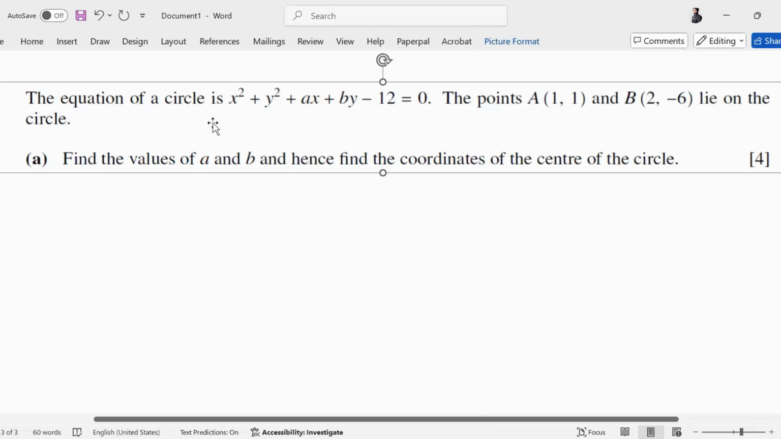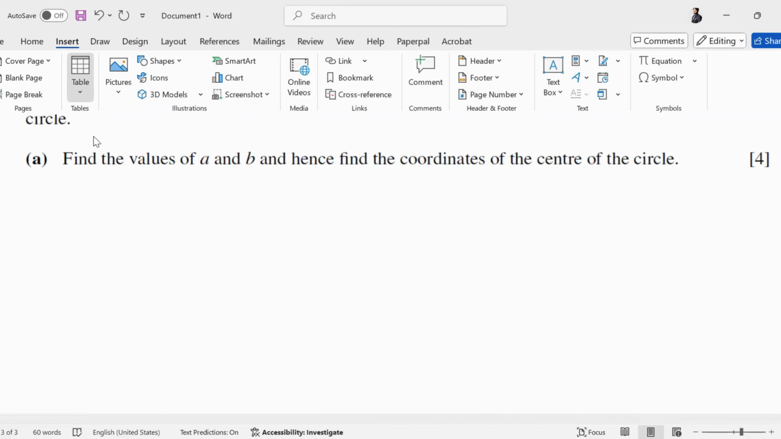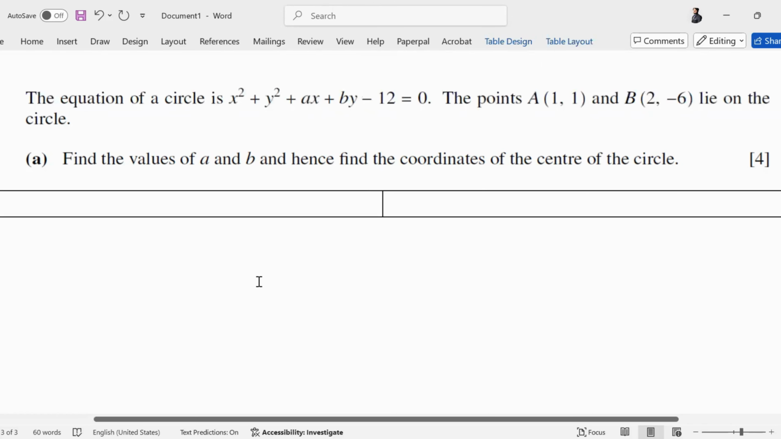So the equation of a circle is x squared plus y squared plus ax plus by minus 12 is 0. The points A(1, 1) and B lie on the circle. Find the values of a and b and hence the coordinates of the center. Very easy. First, we'll just plug in the values of A and B because they lie on the circle.